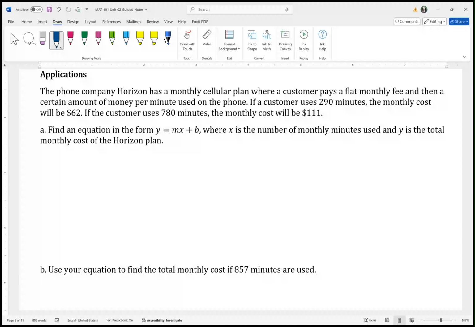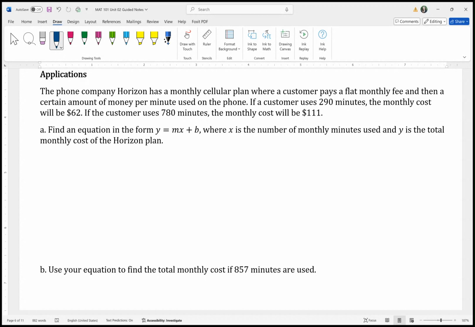In this problem, we have a linear application. Let's read through it and then we'll figure out how to work it. The phone company Horizon has a monthly cellular plan where a customer pays a flat monthly fee and then a certain amount of money per minute used on the phone. If a customer uses 290 minutes, the monthly cost will be $62. If the customer uses 780 minutes, the monthly cost will be $111.